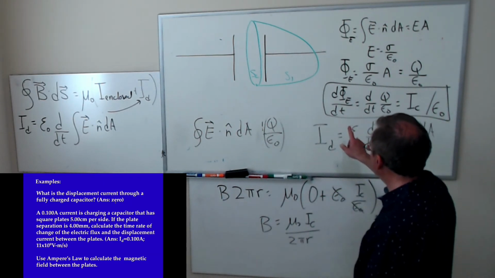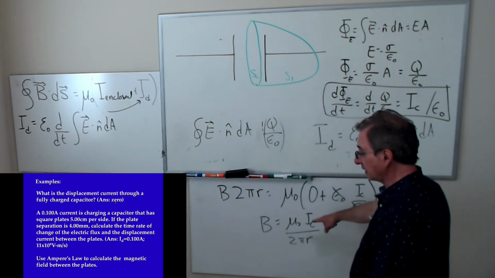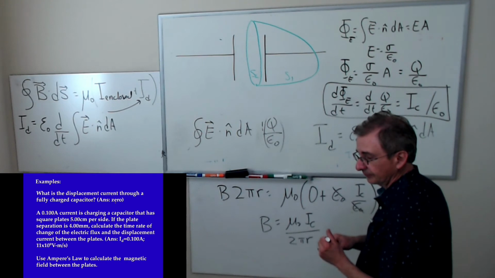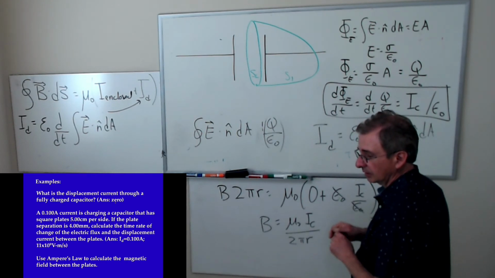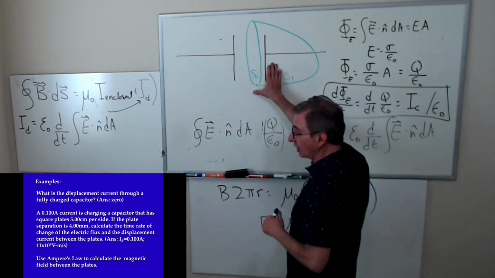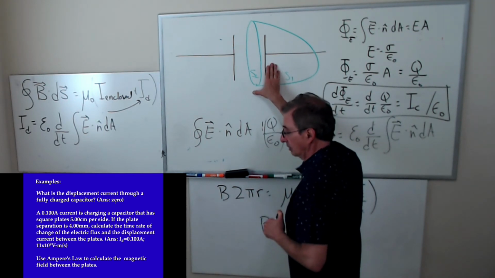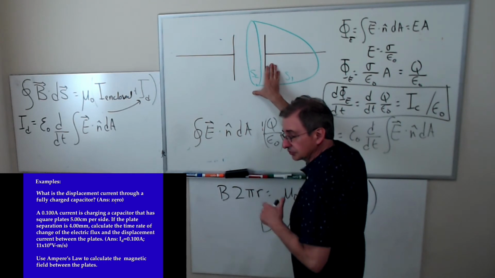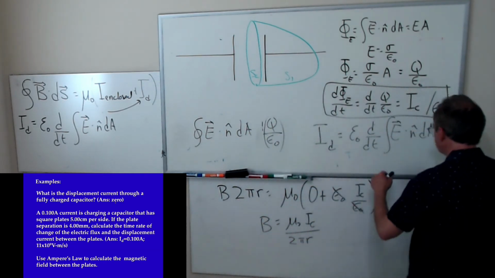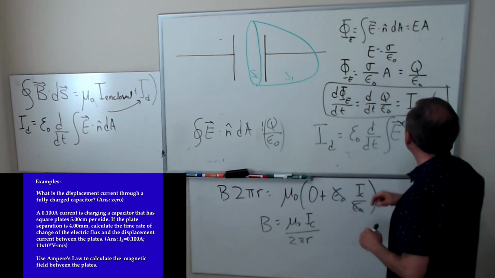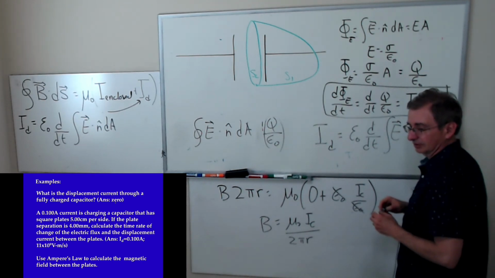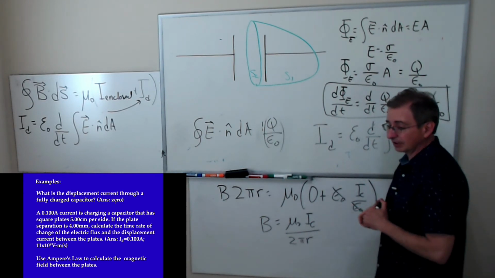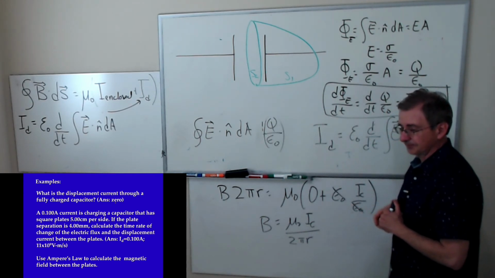So I just calculated for you the magnetic field. So this next example, I pretty much did it. If this capacitor is fully charged, what's the displacement current? Zero, because dE dt is zero. dq dt is zero. Okay. And they've calculated the magnetic field for you already.